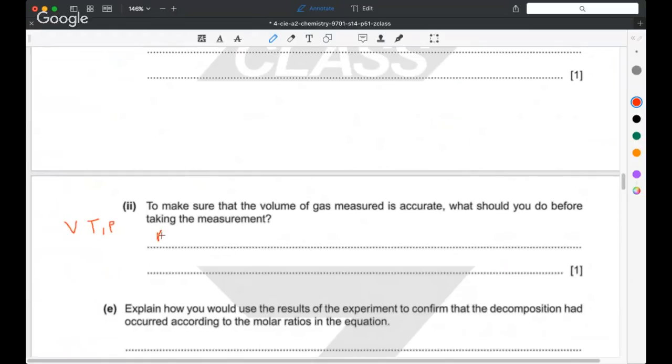You have to ensure the gas syringe is at room temperature. Because they've told you that 1 mole of gas occupies 24 decimetres cubed at room temperature. And if you're not at room temperature, then the mole of gas occupies a different volume, and you're doing all these calculations based on the volume and going from that volume to the amount, the number of moles. Good. All right.